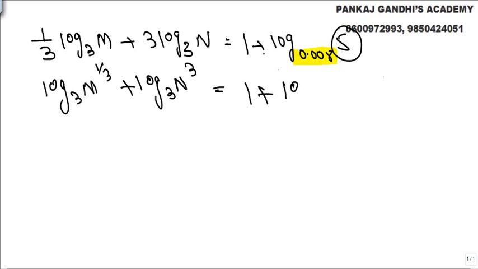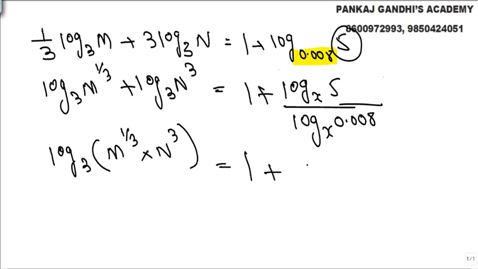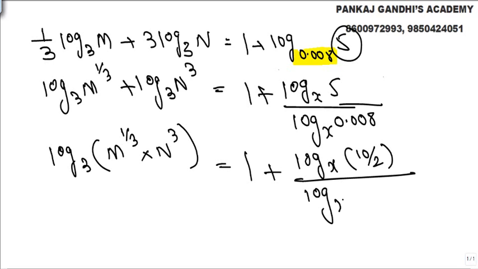And right now what I try to do is, let's change the base. Log of any x to base 5 is 1 upon log to the base x. Enough practice we have done on how we do all these things. So what we get here is log to the base 3 of m raised to 1/3 into n cube, 1 plus, look, log to the base x 5 I can write as 10/2, because I see 2 here too, and this can be written as 2/10 bracket cube, 0.008 is nothing but this thing.